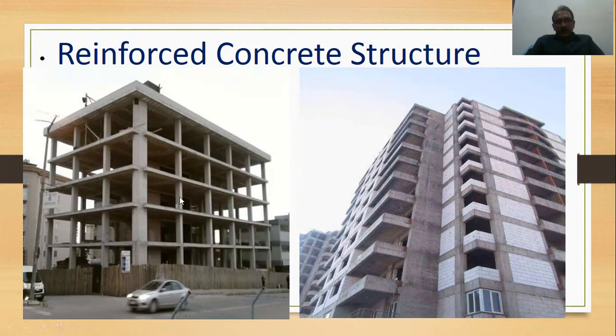See, this is a frame structure. If you see, these are columns. This is a slab. The last one is the beam. So this is a skeleton or component of the RCC structure, that is, reinforced concrete structure. In this one, reinforcement is used. This is a completed building.